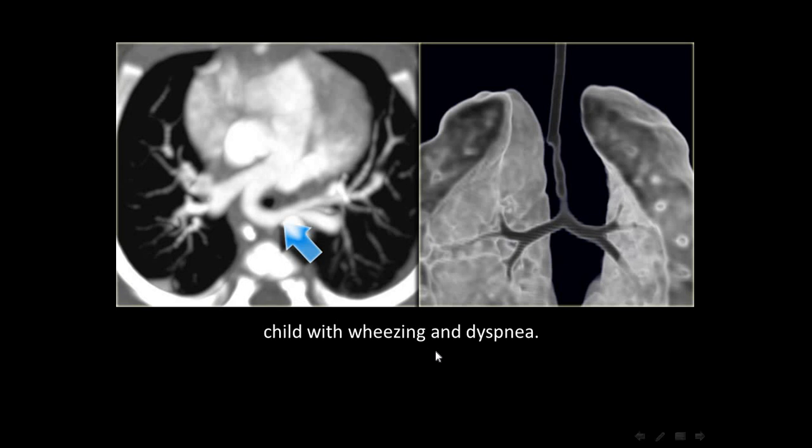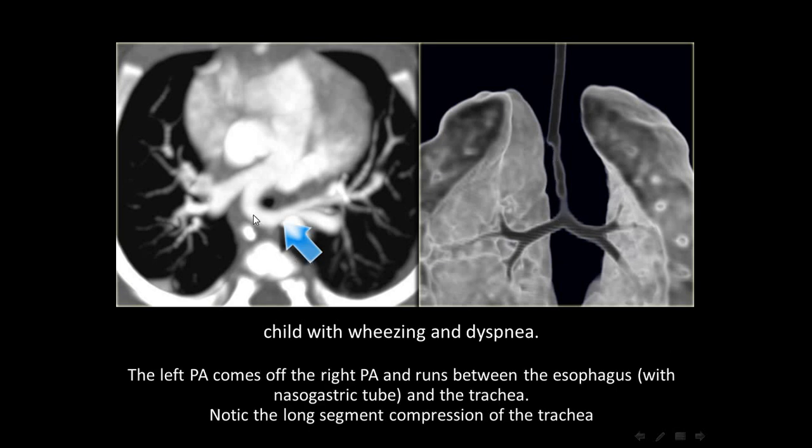What about this one? This is a child with wheezing and dyspnea. This is the main pulmonary trunk. The main pulmonary artery crosses over to the right, and then the left returns to the left side, posterior to the trachea, causing compression of the trachea. Here we see a long segment of compression of the trachea. Actually, the left pulmonary artery here is originating from the right pulmonary artery. The pulmonary trunk is supposed to divide here into two large branches, the left and right. But here it passes as the right, and then the right gives the left. So this is a case of pulmonary sling. This is what is called pulmonary sling.